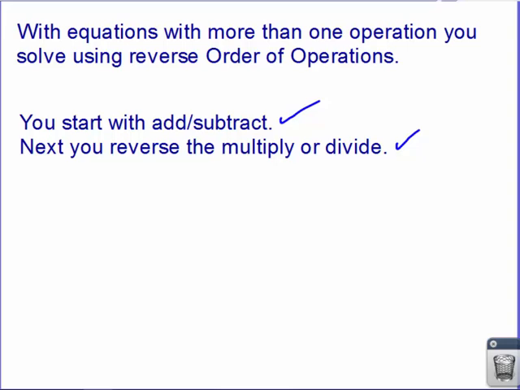Okay, so just remember that when you're solving equations, if you've got more than one operation like a two-step equation does, you start at the bottom of your order of operations with add and subtract. You get rid of add, subtract first. How do you do that? You add the opposite. Then you get rid of the multiply, divide. And how do you do that? You do the opposite. If you have a multiply, you do a divide. If you have a divide, you do a multiply.